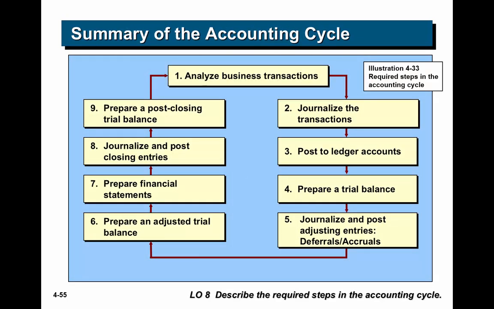So here's a summary of the accounting cycle. We start with business transactions, we journalize them, we post them to the ledger, we prepare a trial balance, we journalize and post our adjusting entries, we prepare an adjusted trial balance, we prepare financial statements, we journalize and post the closing entries, and then we prepare and post the closing trial balance, and then we're ready to go back for a new period. That's the process accountants follow.